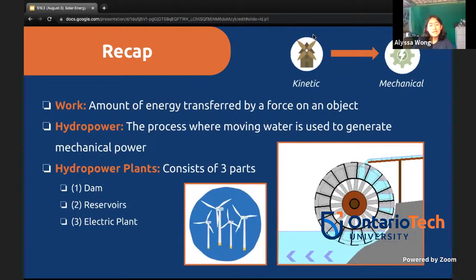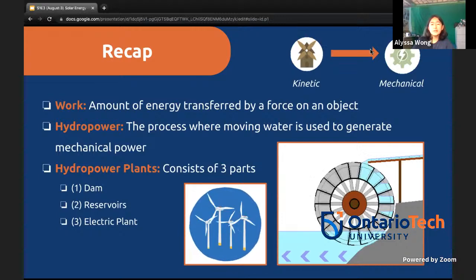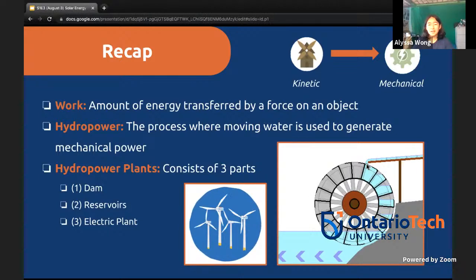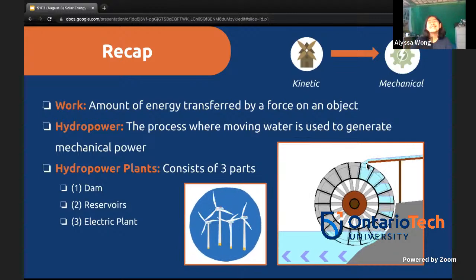We also learned about how hydro plants have three parts. There is a dam, there's a reservoir, and there's an electrical plant. The reservoir keeps the water in, the dam makes sure the water doesn't go anywhere, and then the electrical plant does work in order to turn that water, move it to create mechanical energy. And then we can use the mechanical energy to produce electricity.